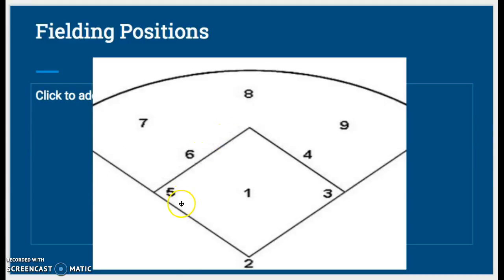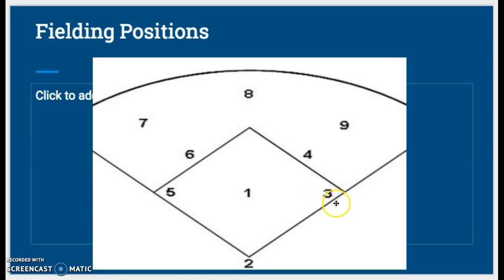Now, the fielding positions in both games are very similar, with the exception that in slow pitch there might be one more player. Here is where the catcher sits or plays. Here is where the pitcher stands and throws their pitches. These two positions are where the game all starts.